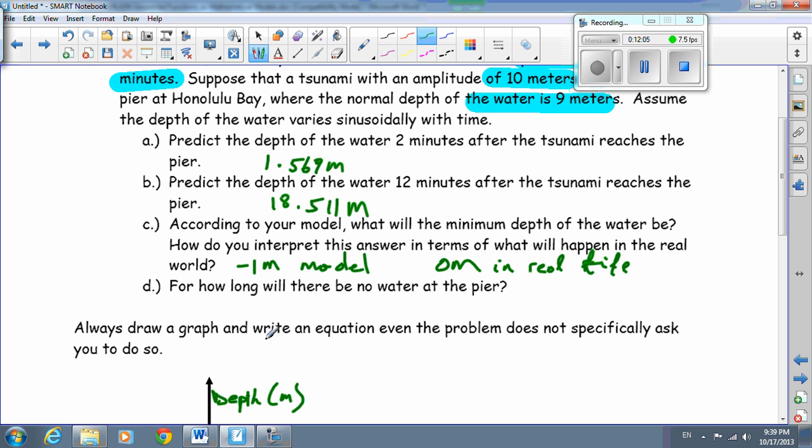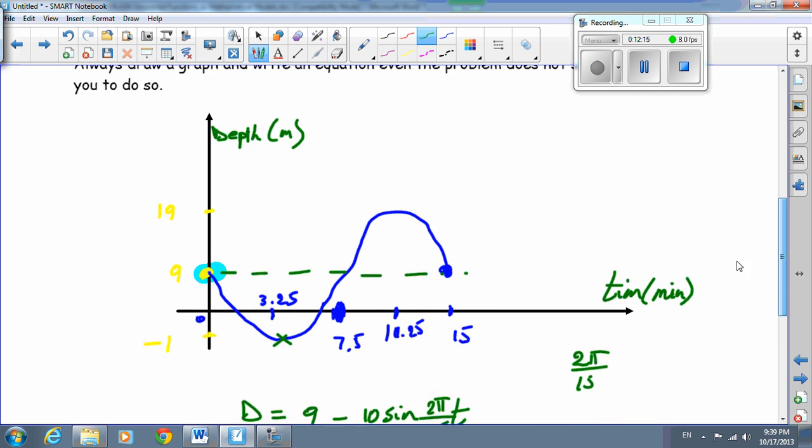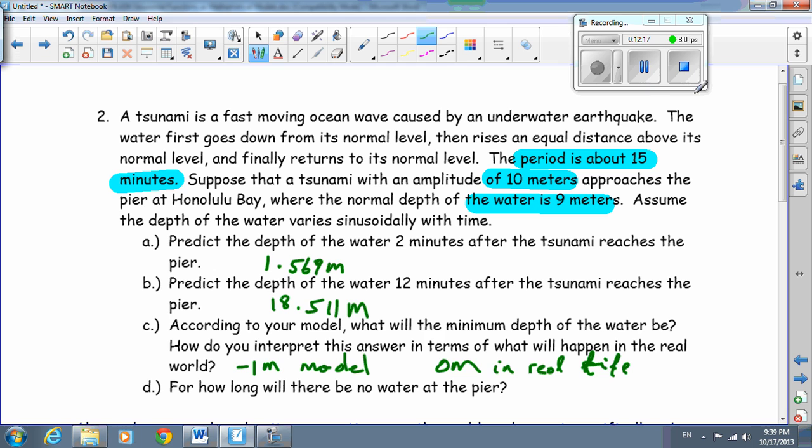Alright, she says always draw a graph and write an equation even if the problem does not specifically ask you to do so. And note that the first thing I did was draw the graph and write the equation, because it will help you figure everything else out.